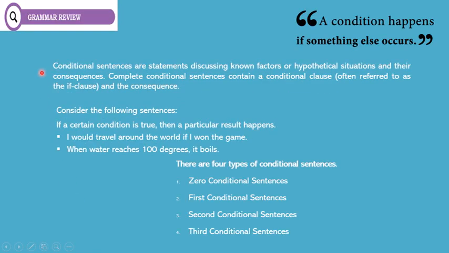Conditional sentences are statements discussing known factors or hypothetical situations and their consequences. Complete conditional sentences contain a conditional clause, often referred to as the if clause, and the consequences. Consider the following sentences. If a certain condition is true, a particular result happens. For example, here, I would travel around the world if I won the game.